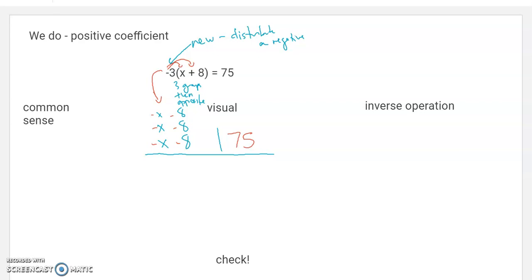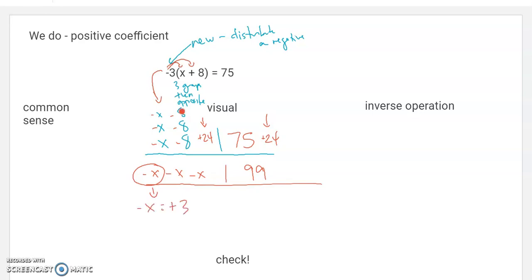These negative 8s, we get rid of these 3 negative 8s by putting a positive 24 on that side. Negative 24, positive 24, that'll make that all go away. So I would also put a positive 24 on this side. Then when I redraw, the 3 opposite of x's equal 99. That means each opposite of x must be positive 33 to make 99. So x equals negative 33.